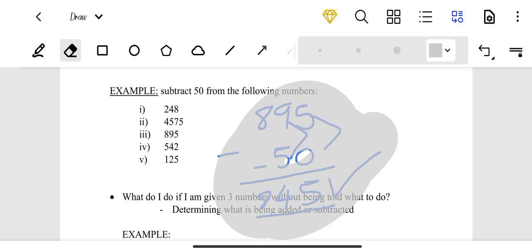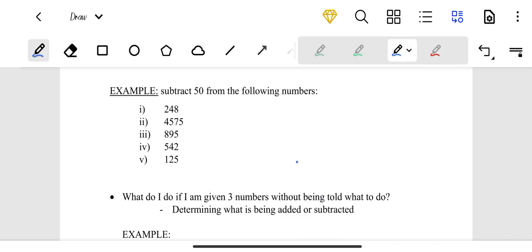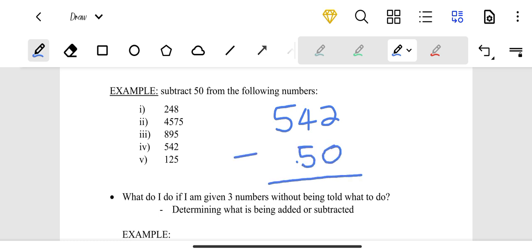So let's look at the fourth one. The fourth one, we have 542. We are subtracting a 50. How am I going to do it? 2 minus that. I'm going to remain with a 2, because if I subtract nothing from 2, I remain with a 2. If I say 4 minus 5, 4 is younger than 5, so I can't subtract anything from there.